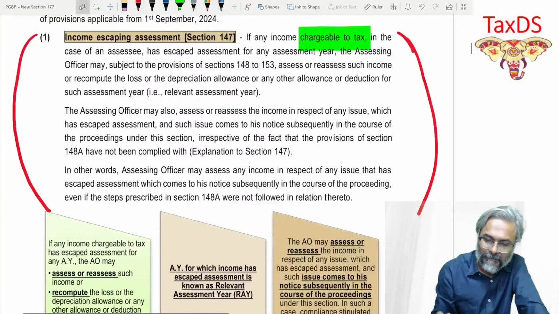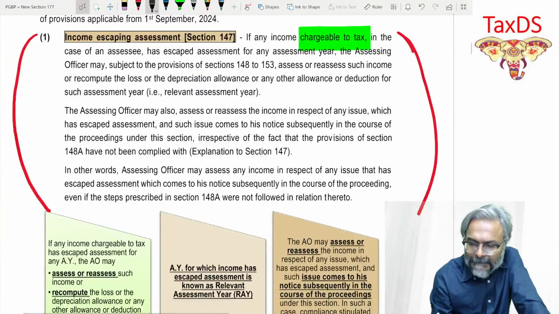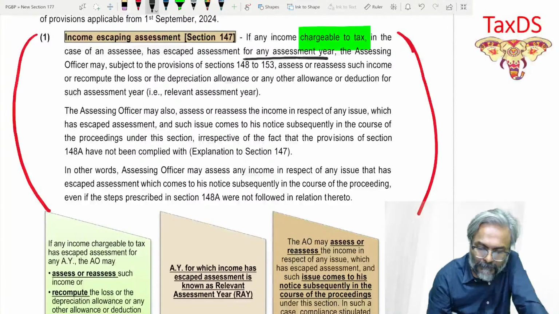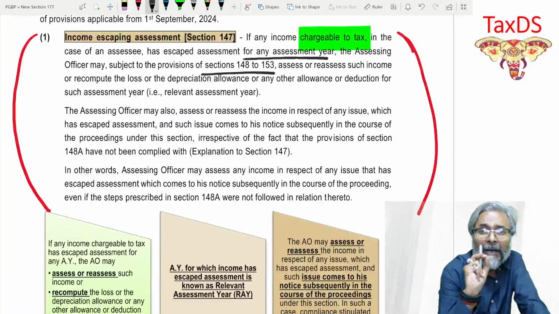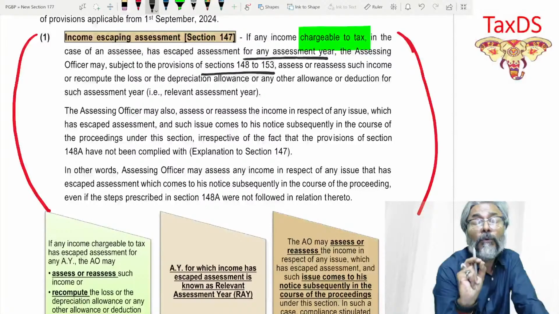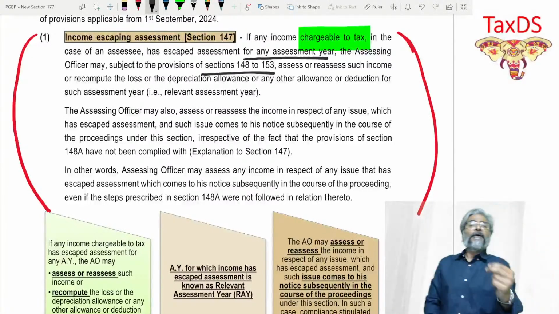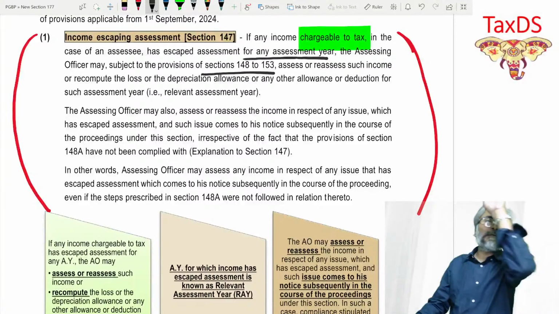Let's read further. If any income chargeable to tax in the case of an assessee has escaped assessment for any assessment year, the AO may, subject to the provisions of 148 to 153, means the provisions of 148 to 153 have to be followed if you want to do the assessment under section 147. Please repeat with me. The procedure of section 148 to 153 has to be followed if the AO wants to do the assessment under 147.